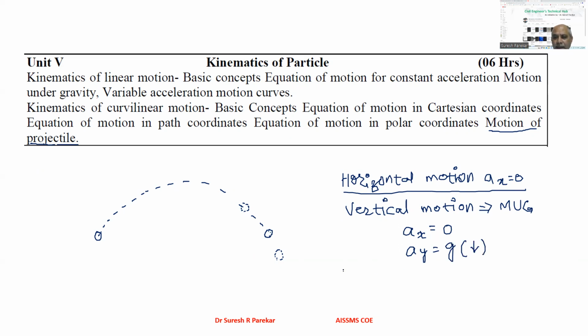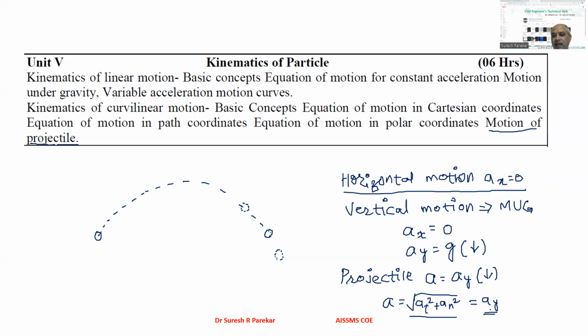And therefore, in projectile motion, we have a equal to ay, and that is always in downward direction. As in tangential and normal, we have a equal to root of at square plus an square. This is in tangential normal, which is equal to ay in projectile motion. So we have to solve the problems, and we have to divide the problem very clearly into these two.